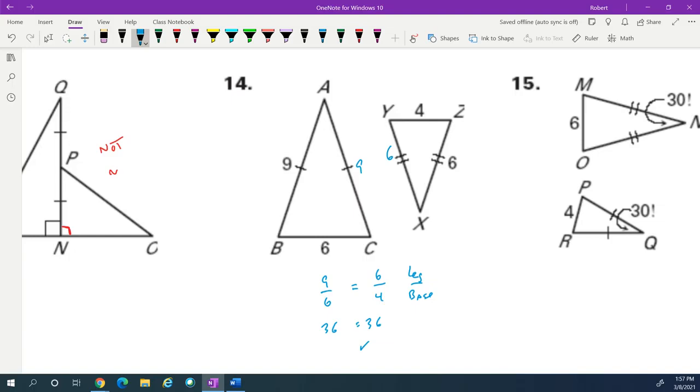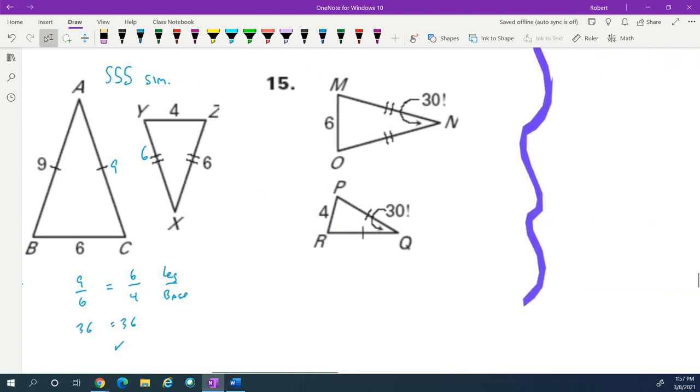So we can test it if we wanted to. We would basically get 9 over 9 equals 6 over 6. So we tested and verified all three sides. That's SSS similarity. Again, we should verify, we should test it. We could do the leg over leg, leg over leg, and we verify that they really are similar.